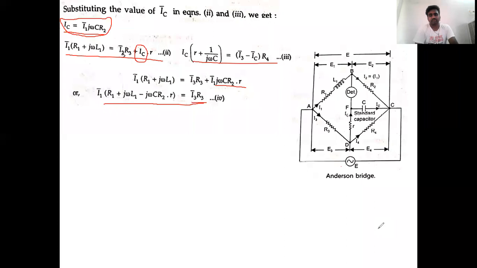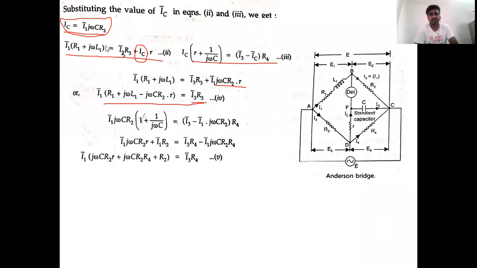So if we go to the next step, substituting the value of I suffix C in equation 3. Here we can substitute the value of I suffix C, that is I1 into j omega C into R2 plus 1 plus j omega C, is equal to I3 minus IC.